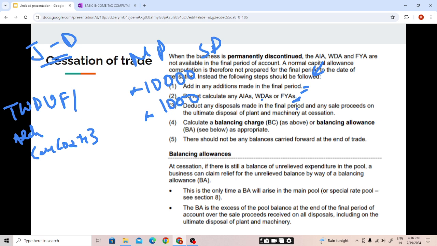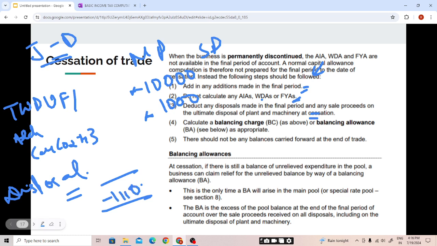Deduct any disposal made in the final period and any sale proceeds on the ultimate disposal of the plant and machinery at cessation. So after this, now we need to consider the disposal of all the items. When we are closing our business, we will be disposing of the assets. So the disposal on those assets also we need to calculate. The calculation on the disposal will bring a balancing charge, or we will have a minus figure, a balancing allowance as appropriate. As above, we have already seen how we deal with it. See below. There should not be any balance carried forward at the end of the trade.